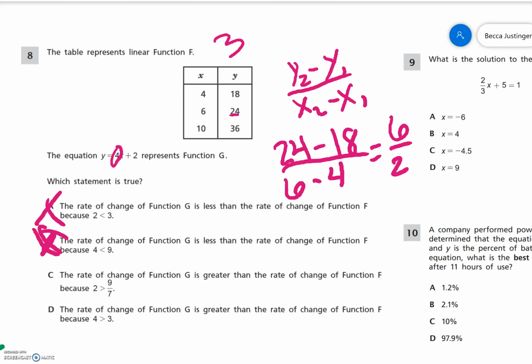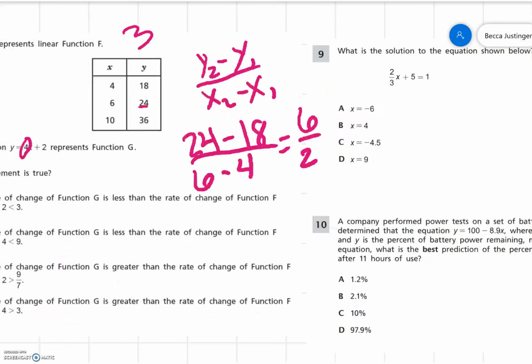The rate of change for function g is greater than the rate of change for function f because 2 is greater than 9/7. Well, 2 and 9/7 wasn't our answer, so it's not C, it's D. The rate of change for function g is greater than the rate of change for function f because 4 is greater than 3.